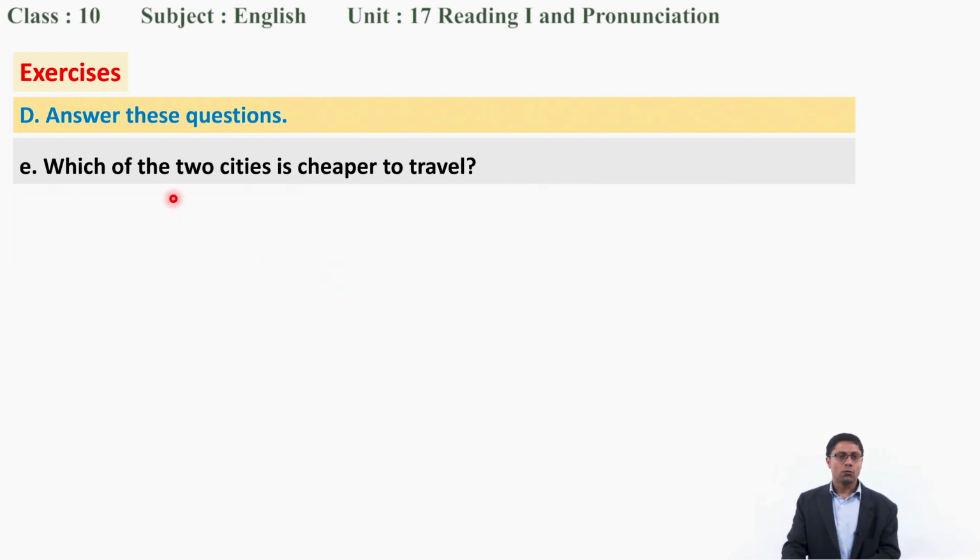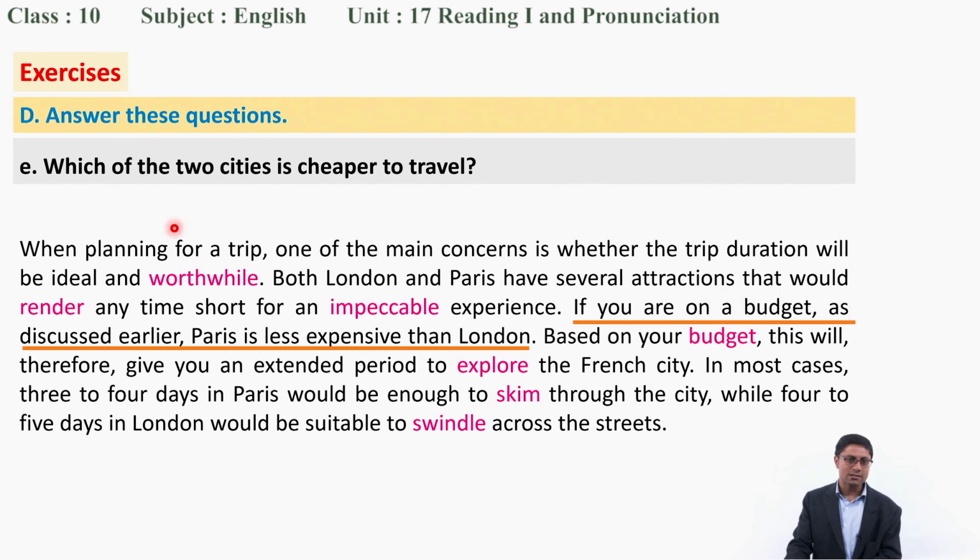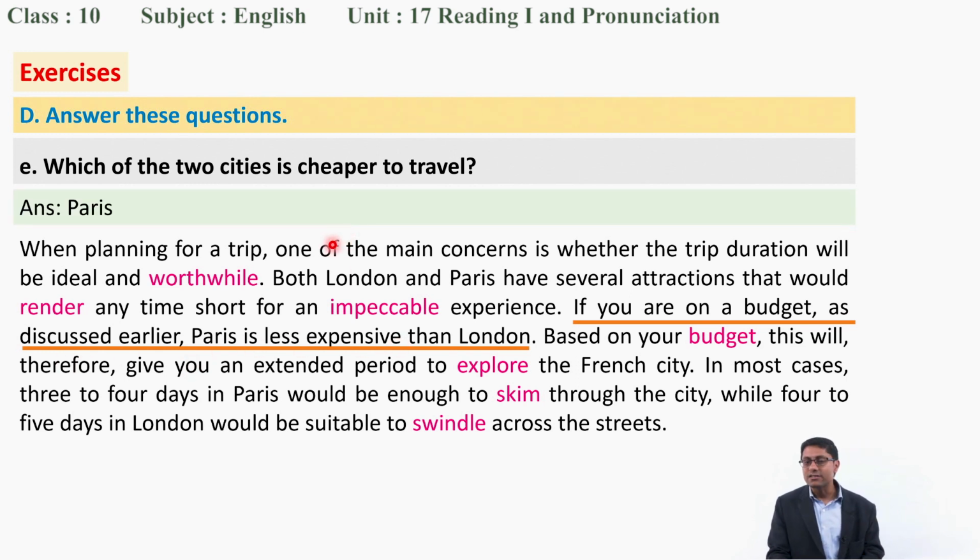Now, which of the 2 cities is cheaper to travel? We have discussed a lot about these 2 cities, their expenses, their cost of living. So you can find there also, if you look at the underlined part, it talks about budget. So that's why we can say if you are on a budget, as I discussed earlier, Paris is less expensive, then less expensive means cheaper. So Paris is cheaper.